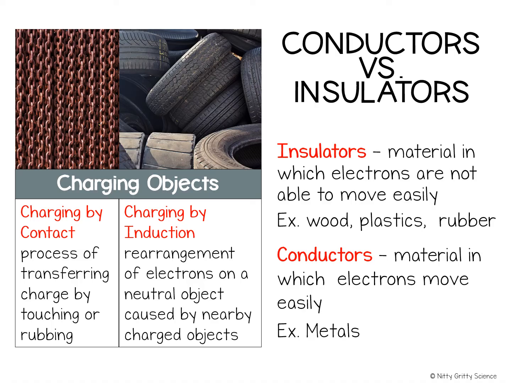Now, when you shuffled your feet across the floor and touched that metal doorknob, your skin actually acted as a conductor when it touched the metal. By touching the doorknob, this can result in a transfer of electrons. The process of transferring charge by touching or rubbing is called charging by contact. You can also transfer charge by a process called charging by induction.